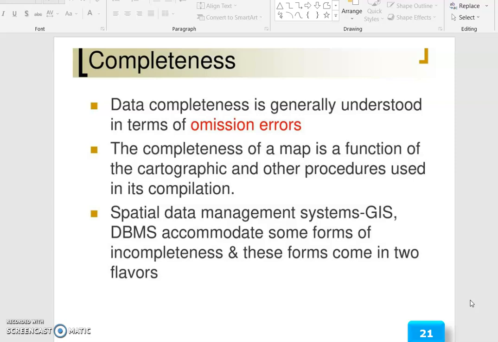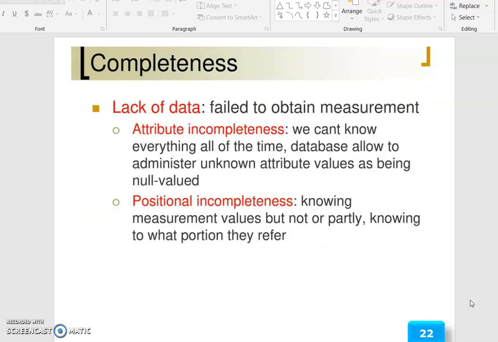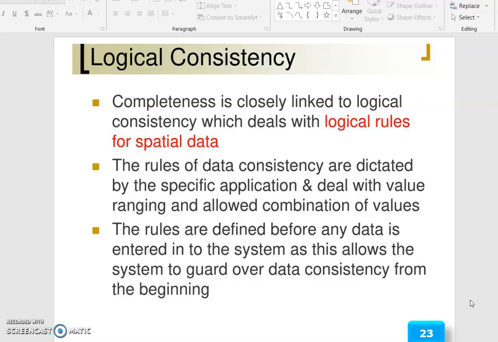Spatial data management systems, GIS DBMS, accommodate some form of incompleteness, and this comes in two flavors. First, lack of data, like failing to obtain a measurement, which is attribute incompleteness; we cannot know everything all of the time. So databases allow administering unknown attribute values as being null valued. Second, positional incompleteness: knowing measurement values but not, or only partly, knowing to what portion of space they refer. So completeness is closely linked to logical consistency, which deals with logical rules for spatial data.